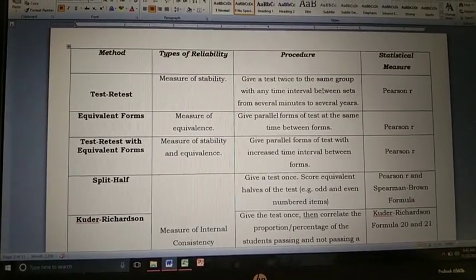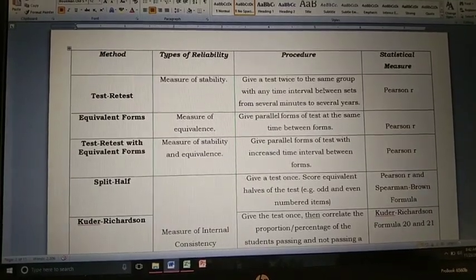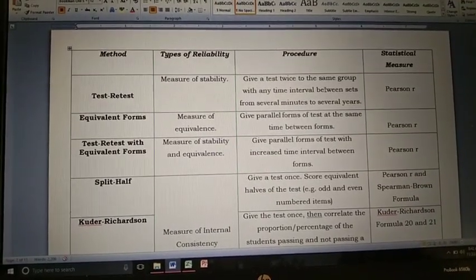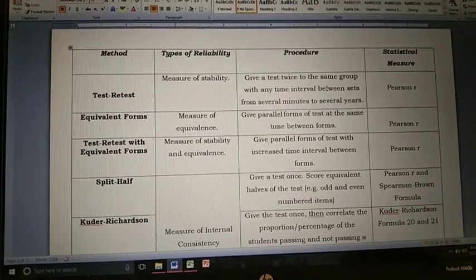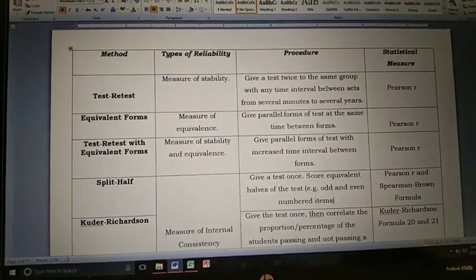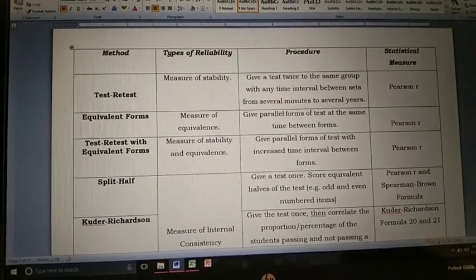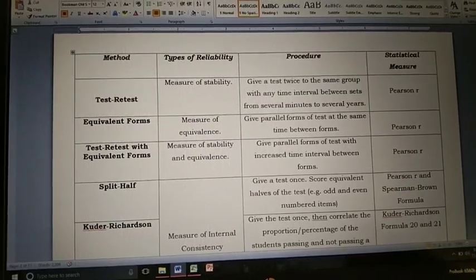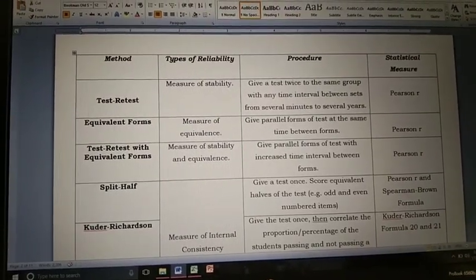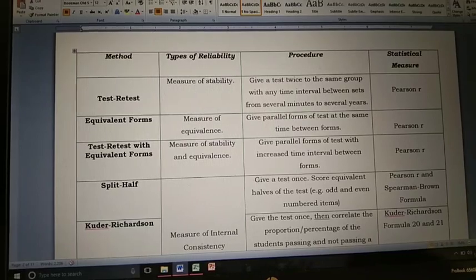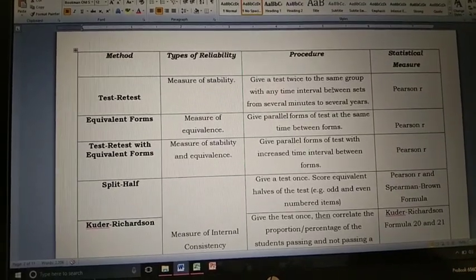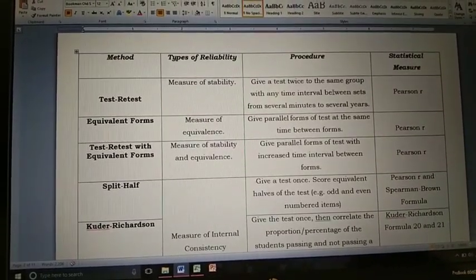Then we have the test-retest with equivalent forms. That is also the measure of stability and equivalence. It is composed of test-retest and equivalent forms. Give parallel forms of tests with an increased time interval between forms. The statistical measure you're going to utilize is also the Pearson r.